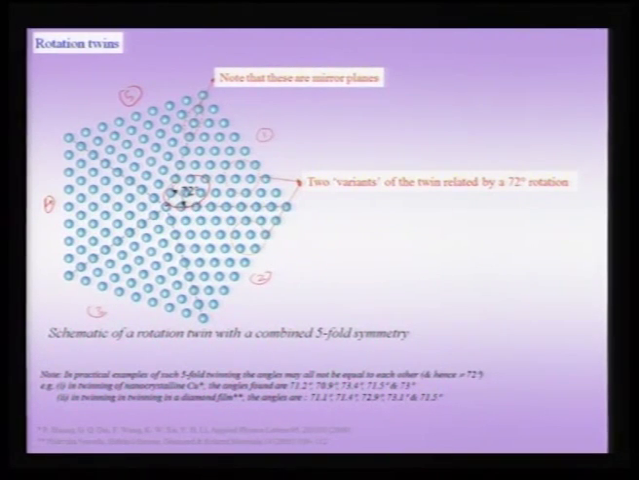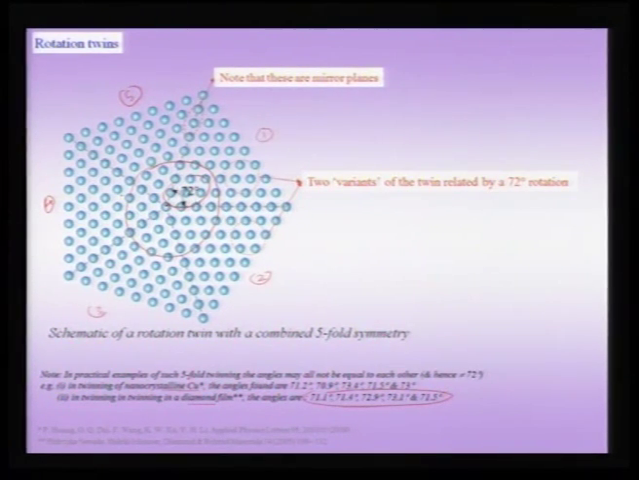In real crystals, and studies have been done on nanocrystalline copper or twinning in diamond films, you will find that the angle is close to 72 degrees, but rarely exactly 72 degrees. But the important thing to note is that one crystal is rotated with respect to the other, and this rotation is carried forward 5 times to create the 5 variants of the crystal. And if one were to take what is known as a selected area diffraction pattern from a region around the center, you will actually observe a 5-fold symmetry.